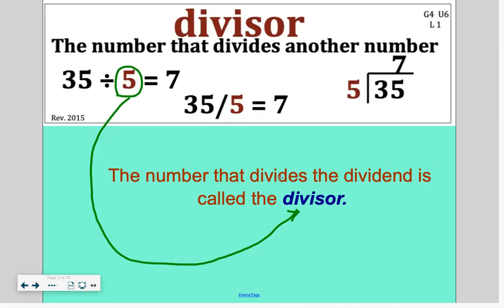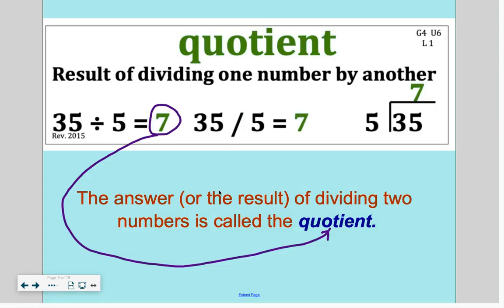Divisor. The number that divides the dividend is called the divisor. So in this particular problem, number 5 is the divisor. Quotient. The answer or the result of dividing two numbers is called the quotient. 7 is the quotient right here. 35 divided by 5 is 7, and 7 is the quotient.